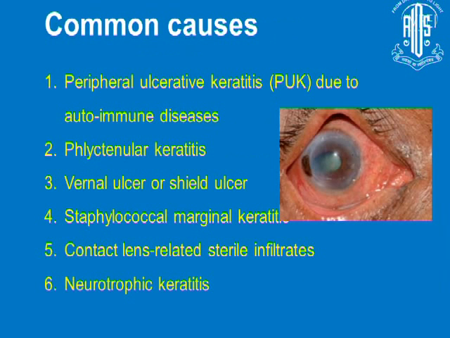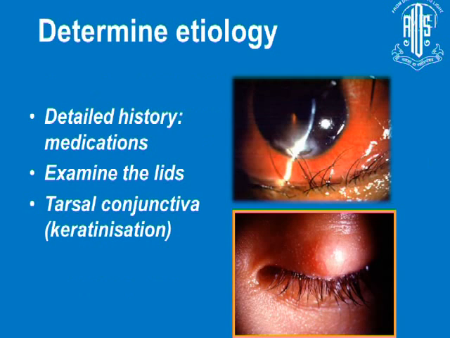So some of the common causes that we should look at and not really have to worry about are cases like Phlyten, VKC with shield ulcer, staphylococcal infiltrates, contact lens-related keratitis, and neurotrophic keratitis. These are causes which are not purely corneal inflammatory disorders, and we don't need to set up the patient for additional systemic investigations. So don't forget to examine the lids.